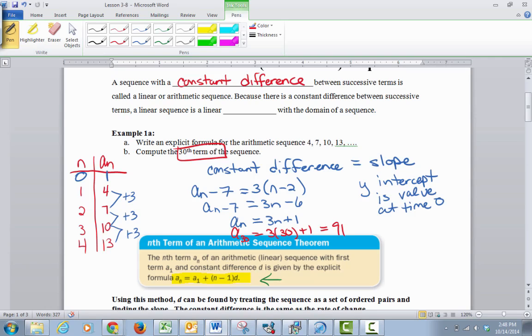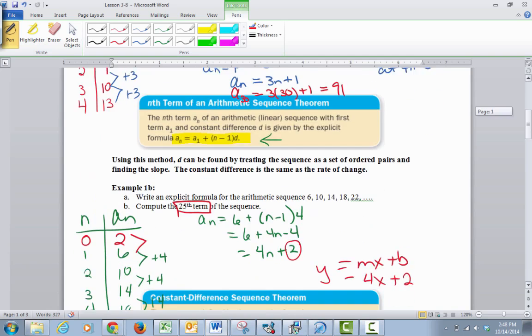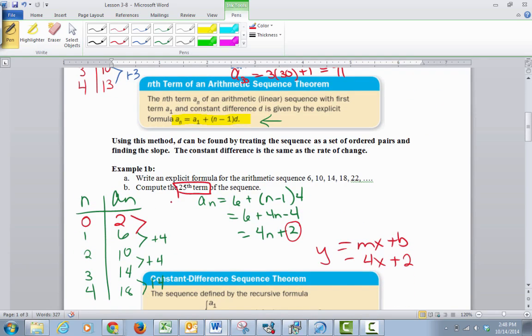Lots of times these problems, they'll tell you to find the formula first, and then they'll say some obscure random number way off in the distance, so that you can't just go through and recursively find it. So here's the next one. It says the 25th term. So what I'm going to do is put what in for x? 25. So 4 times 25 plus 2, that's going to be 102.